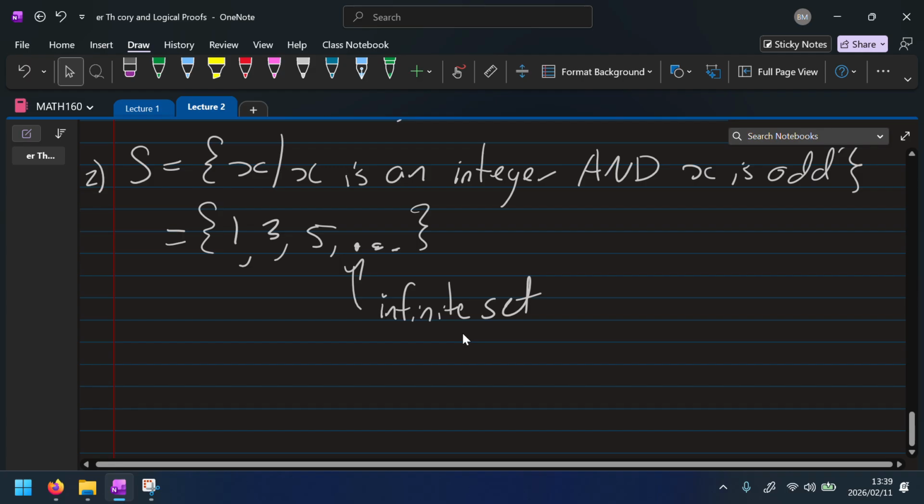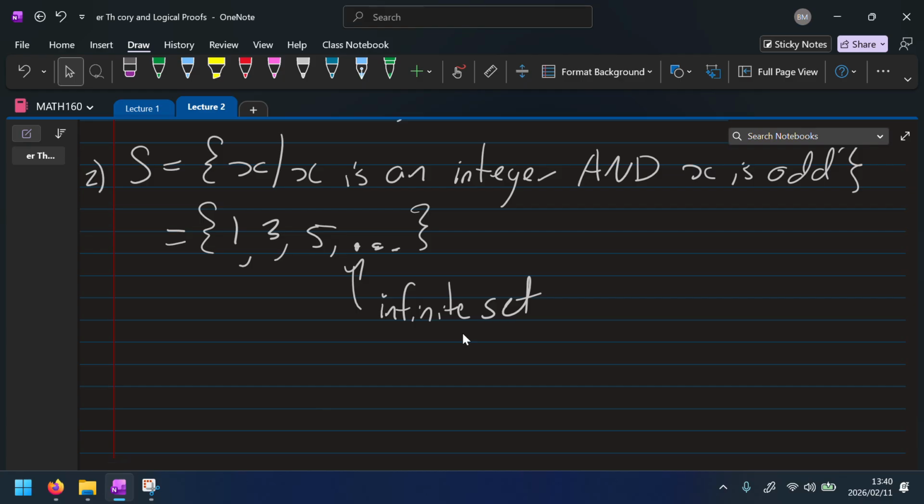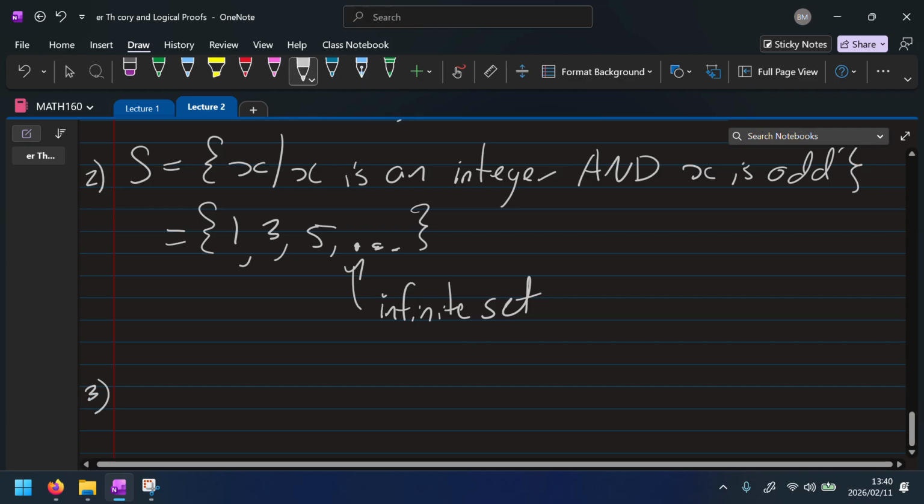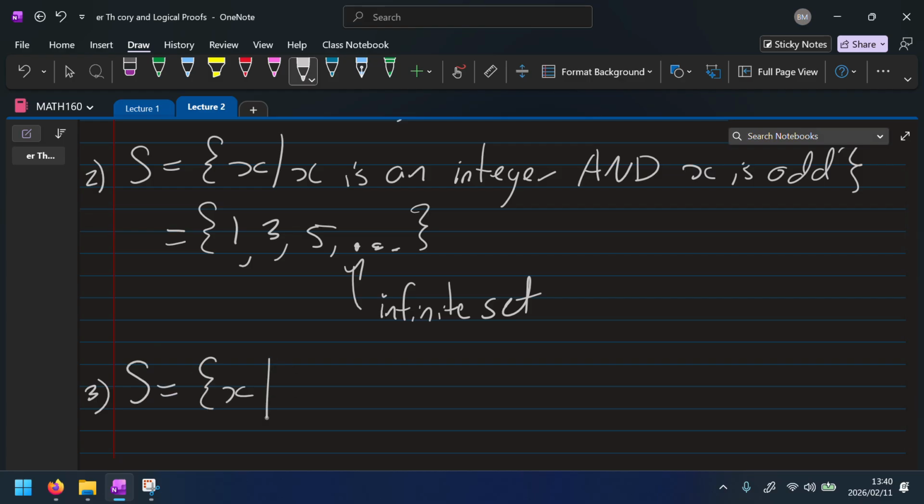Okay. Any other questions? Yeah, I think you get the idea. Let's do one more example. Number 3. So we have S is equal to the set with X. Again, we don't know what X is. We need to check. X is even. Or X is prime.